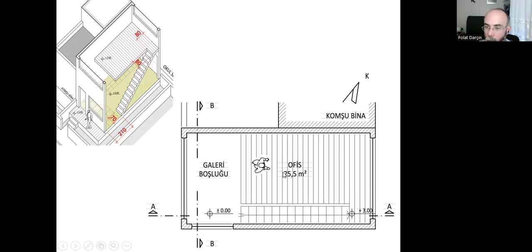We can write the name of the space and the square meter here. And for that part, it's way down low. We see the upper surface of the ground floor here. We can use gallery space. We can write gallery space. So that's our first floor plan. We see the whole stairs and the floor itself.